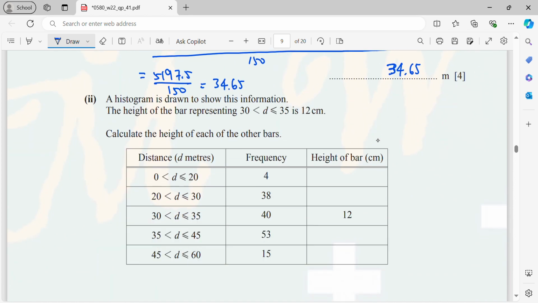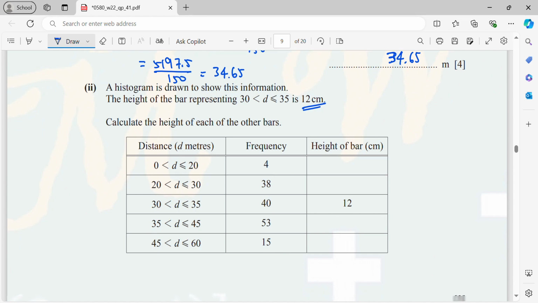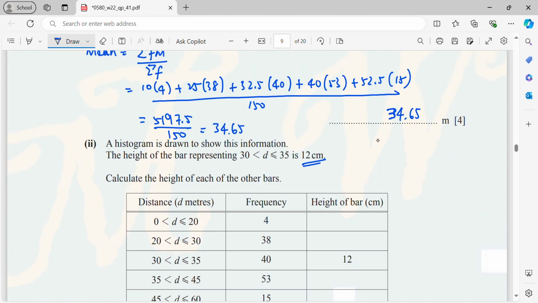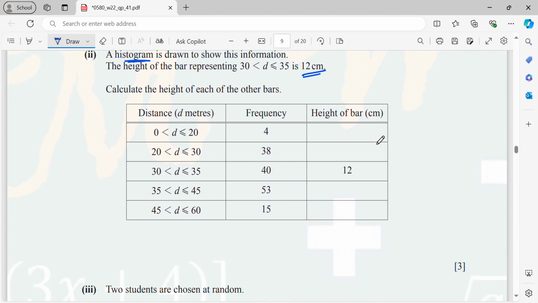Okay, now part 2. A histogram is drawn to show this information. The height of the bar representing distance between 30 and 35 is 12 centimeters. So calculate the height of each of the other bars. Now, when you need to draw a histogram, you have to use the frequency density for the vertical axis, which is the height of the bar, if the class widths are not all equal. So from here, I need to calculate my class width.